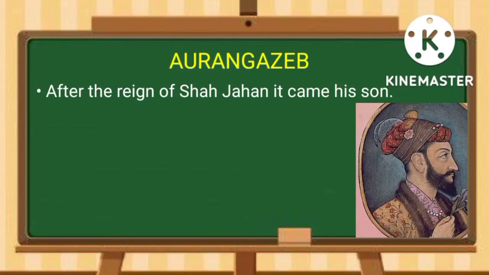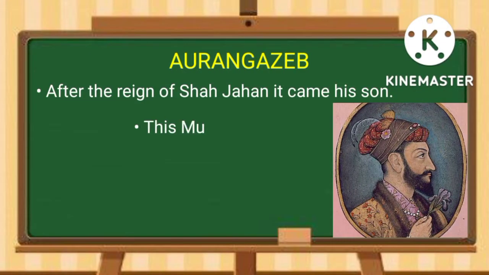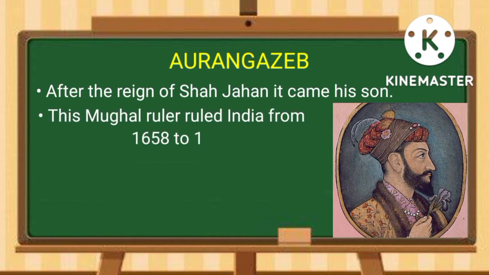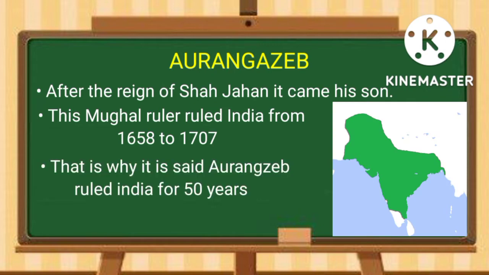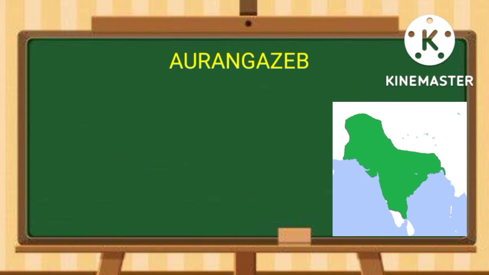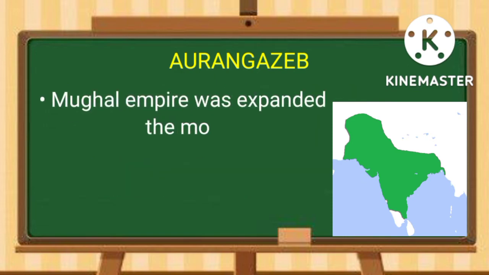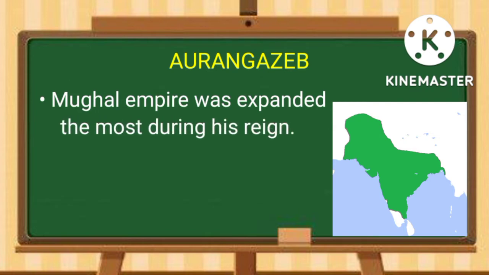After the reign of Shah Jahan came his son Aurangzeb. Aurangzeb is a Mughal ruler who ruled India from 1658 to 1707. So here we can say that he ruled India for about 50 years. And during his reign, the Mughal Empire became the biggest; the Mughal Empire was expanded the most during the reign of Aurangzeb.